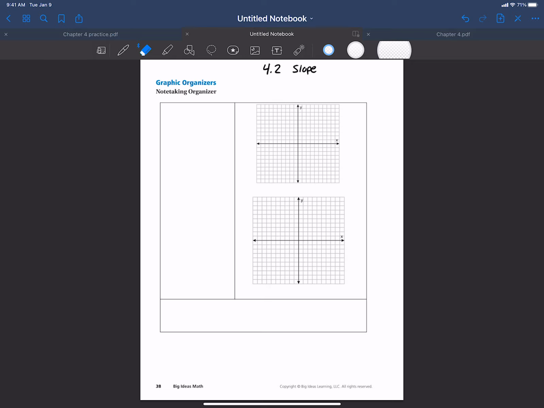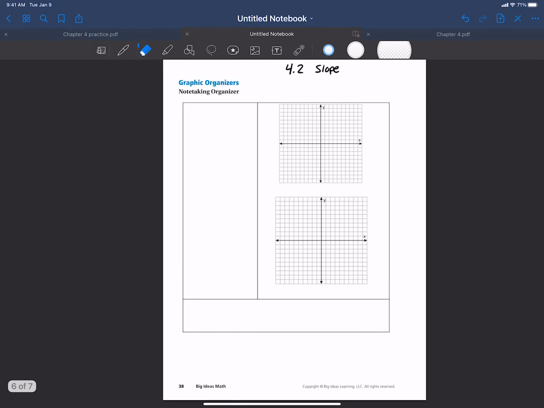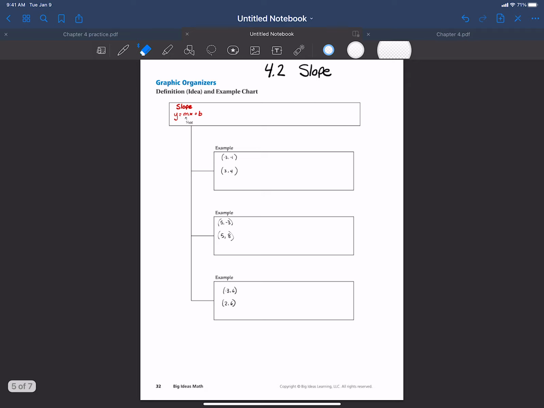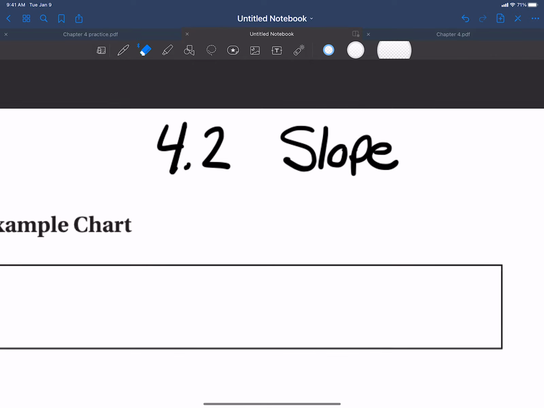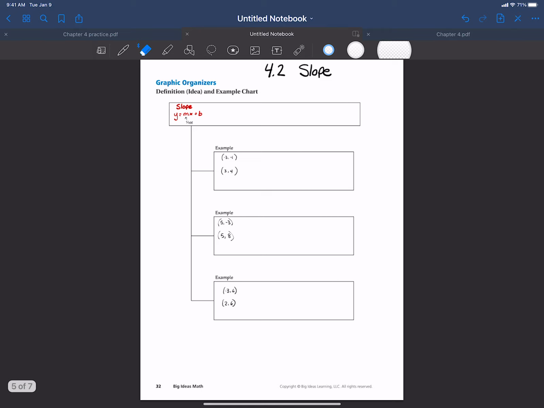I need you to grab this graphic organizer. I don't remember which number it is, but it's got the definition area and then 3 examples. And you can also grab this one. I'm not sure if we'll write anything on it right now, but have both of them in your binder. You can pause the video to go get them. Remember, you can rewind and pause this whenever you need to. When you get your papers, though, I need you to write 4.2 and slope on both of them.